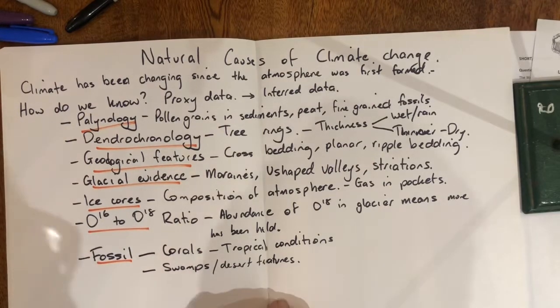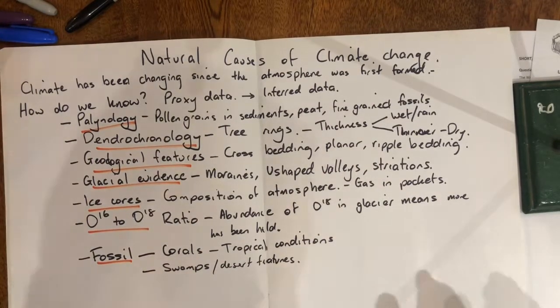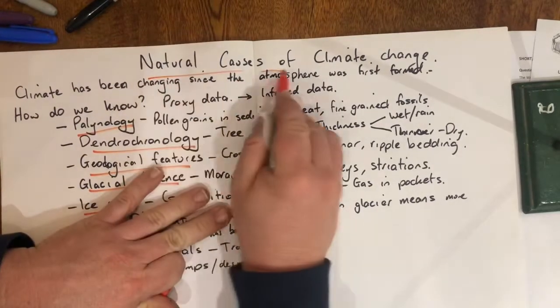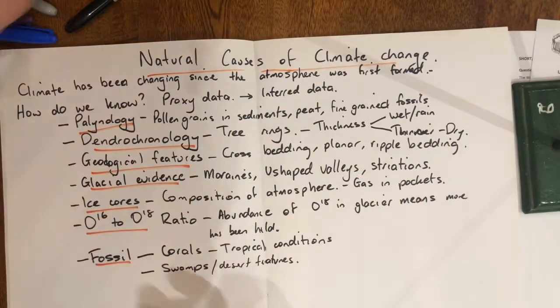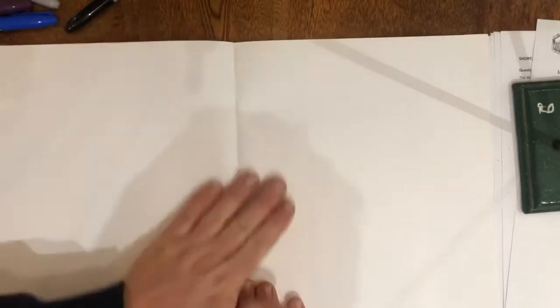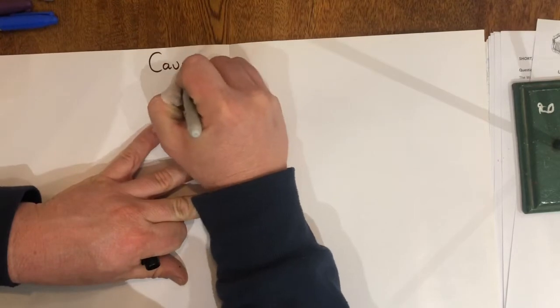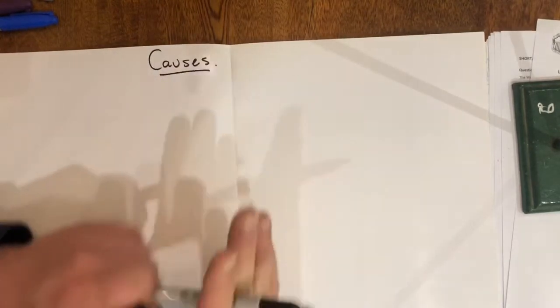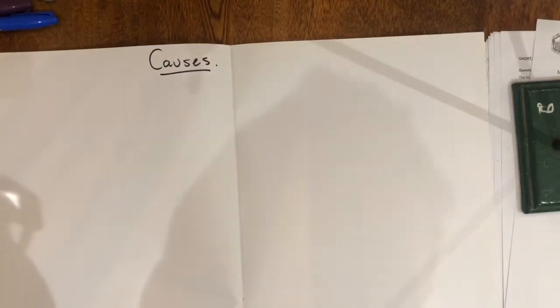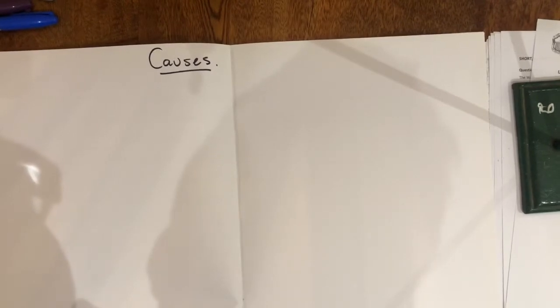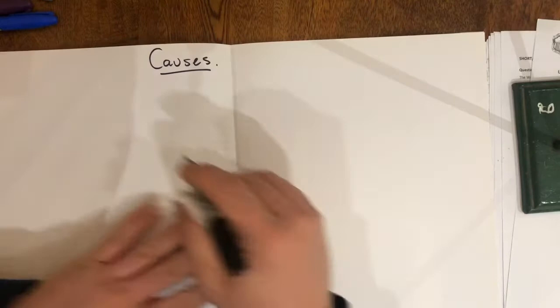Okay, so let's move on to natural causes of climate change. So we're going to get down to it. Our natural causes of climate change. I'm going to have a new sheet of paper. Okay, so our causes. We're going to start off with a very obvious one, and that is our volcanic emission.